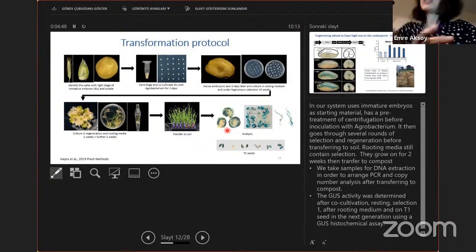In our transformation protocol, we use immature embryos, and this is the stage where transformation is affected a lot. If our plant material is not healthy or is at the wrong stage, transformation efficiency is affected drastically. We have a centrifugation stage before co-cultivation.